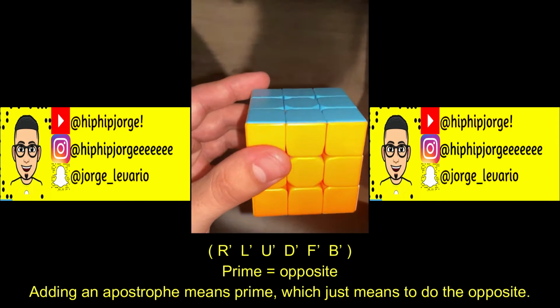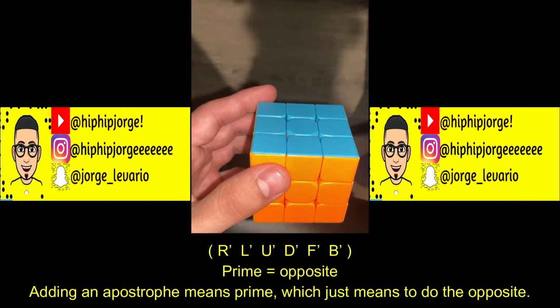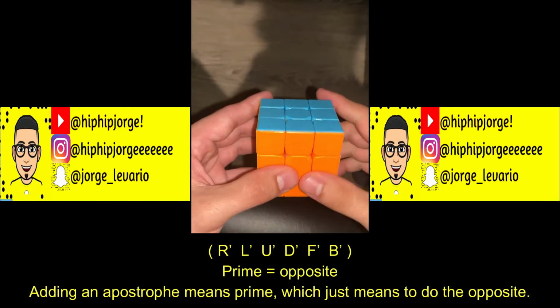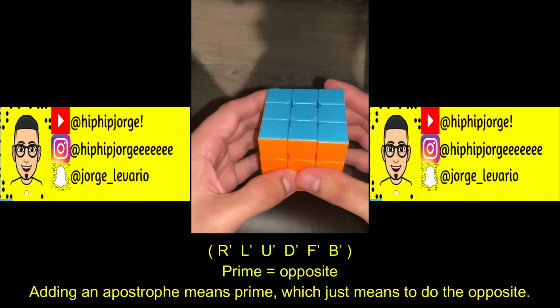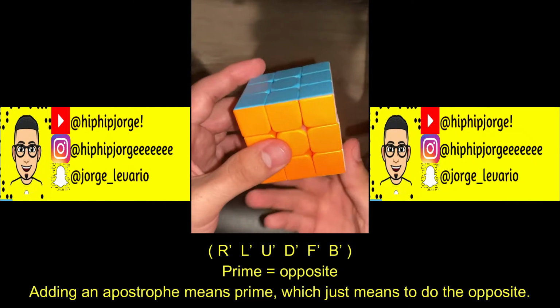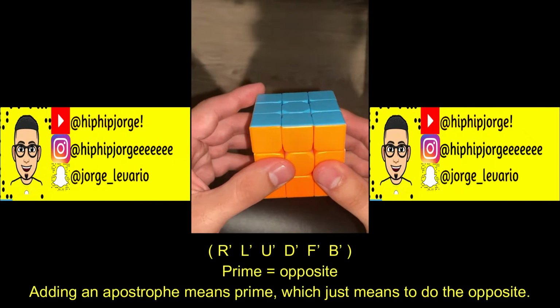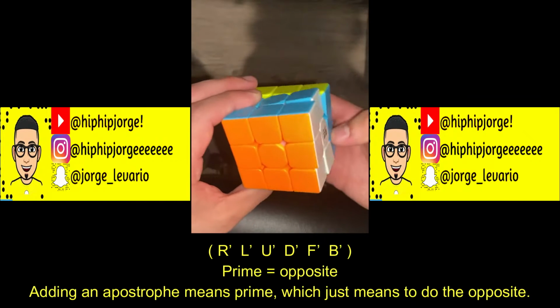When you add prime, it basically just means turn in the opposite direction. So prime means opposite. So R prime, right side down. L prime, left side up. U prime, the top face counterclockwise. D prime, the bottom face clockwise. F prime, the front face counterclockwise. And B prime, the back face clockwise.